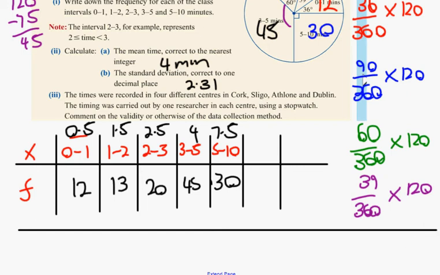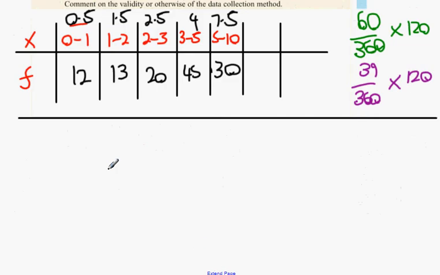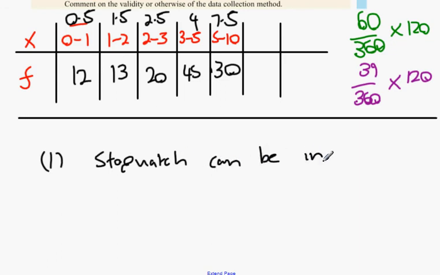We'll use a stopwatch to be precise. A stopwatch can be imprecise. What do you think of the intervals? They're not all equal, are they? No. Maybe if he had a 3 to 4, 4 to 5, that would be more accurate than 3 to 5. And 5 to 10, if he did 5, 6, 6, 7, 7, 8, 8, 9, you get a much more accurate method. So we might criticise his intervals.